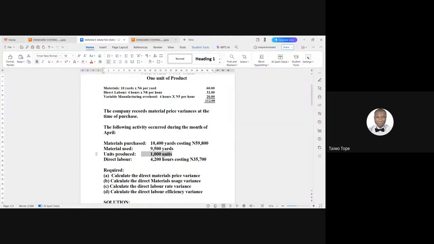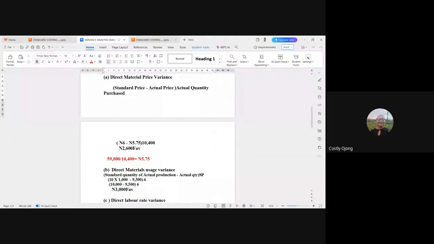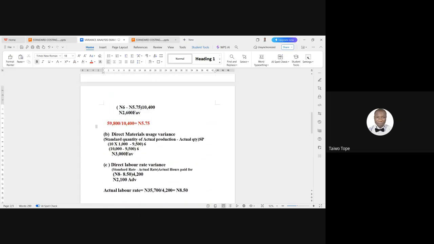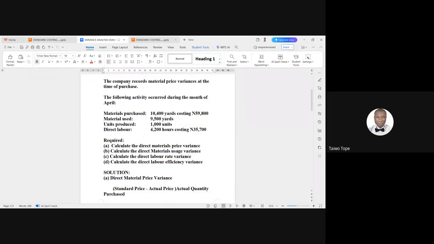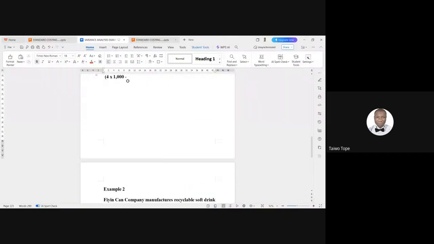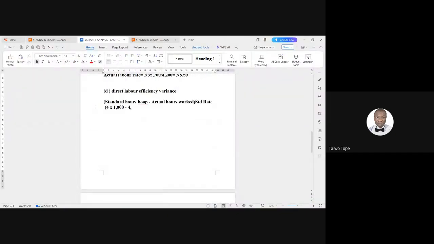The actual unit produced is 1,000. Standard hours based on actual units produced will give us what? 4 multiplied by 1,000, that is 4,000. Minus the actual hours worked. What is the actual hours worked? 4,200. See, it's direct labor. You actually used how many hours? 4,200 hours. So that is the actual hours worked.